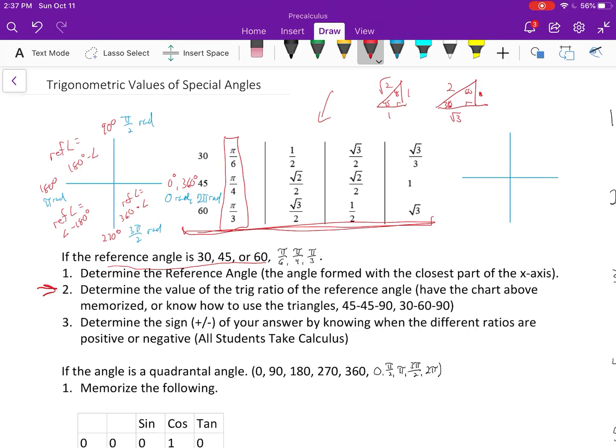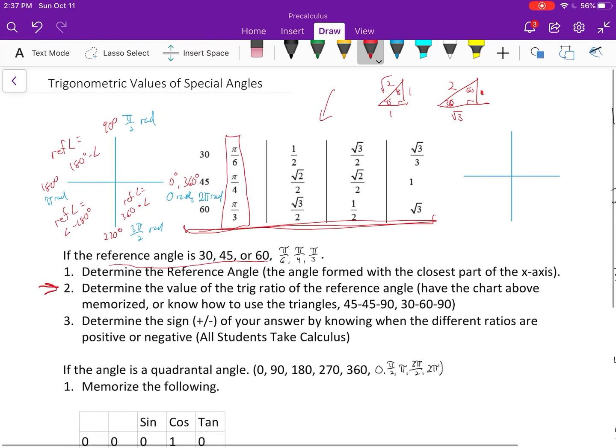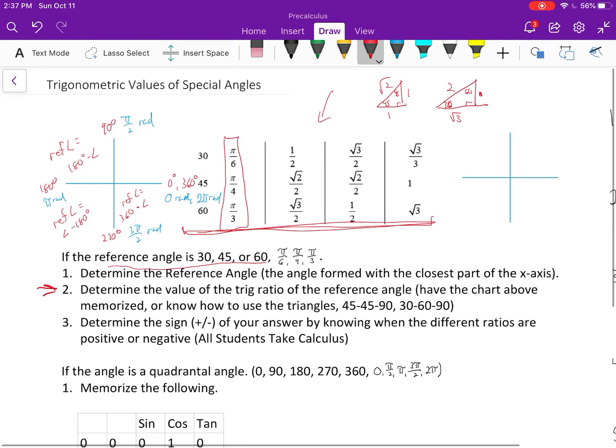And the last thing you want to do is determine the sign, positive or negative, of your answer by knowing when the different ratios are positive or negative. If we remember all of them, when we discussed this, all were positive in the first quadrant. Just sine was positive in the second quadrant. Just tangent in the third quadrant. And cosine is positive in the fourth quadrant. And so if sine is positive, that means in the second quadrant, that means cosine and tangent are negative. So we'll determine the signs.